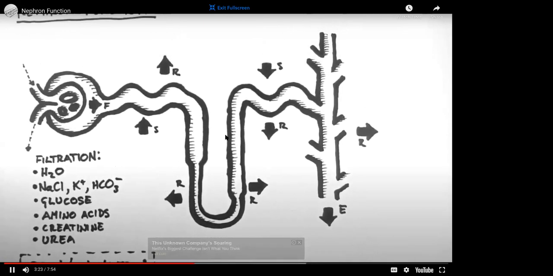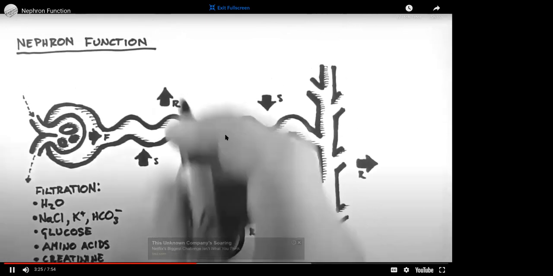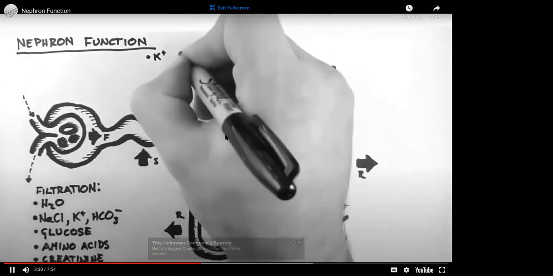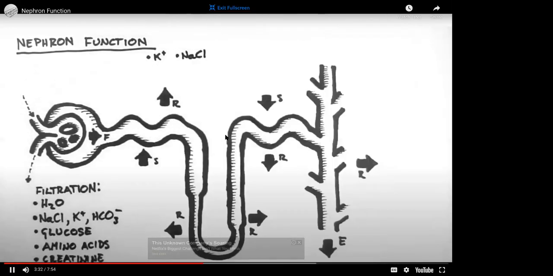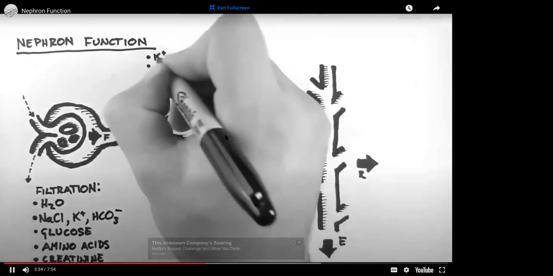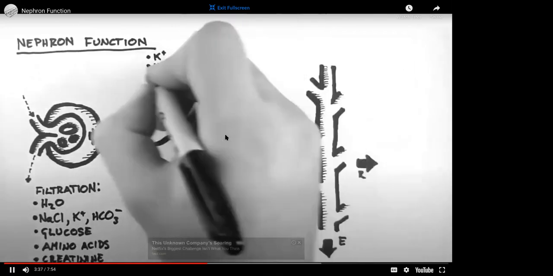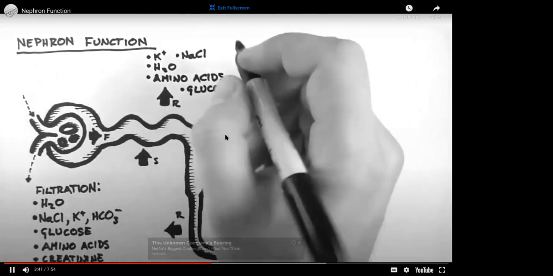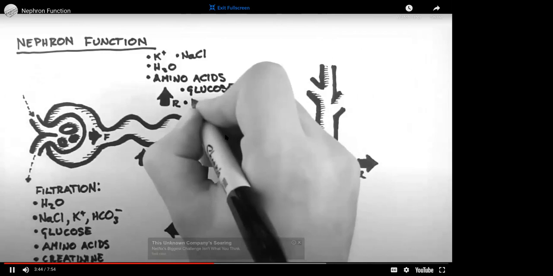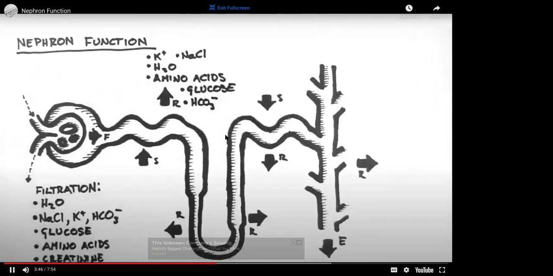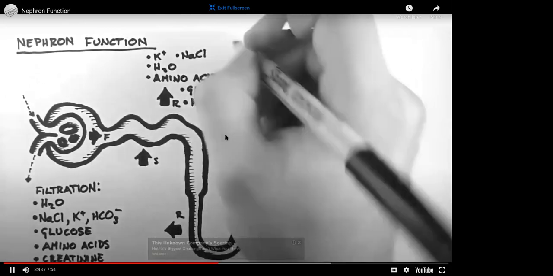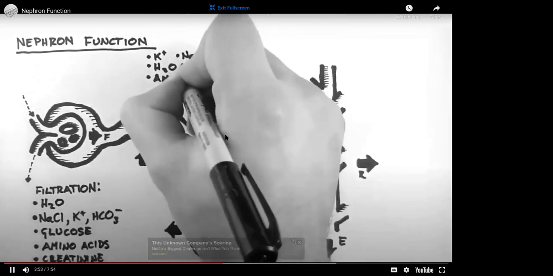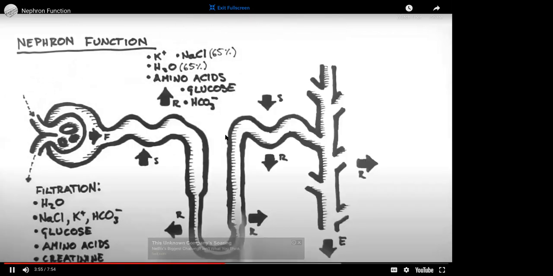Now let's look at what happens in the proximal convoluted tubule. Here we get reabsorption of potassium, sodium chloride, water, amino acids, glucose, and bicarbonate. And it's important to note that here, 65% of the sodium chloride and 65% of the water that was filtered is reabsorbed.